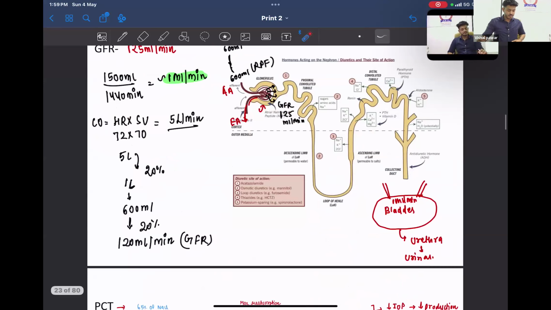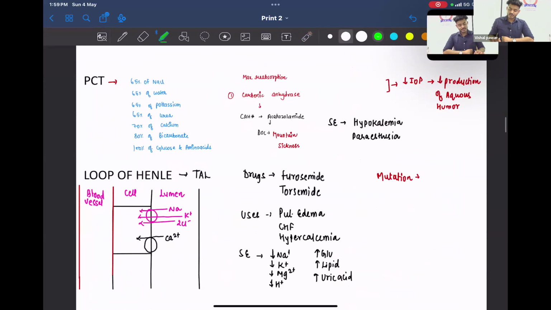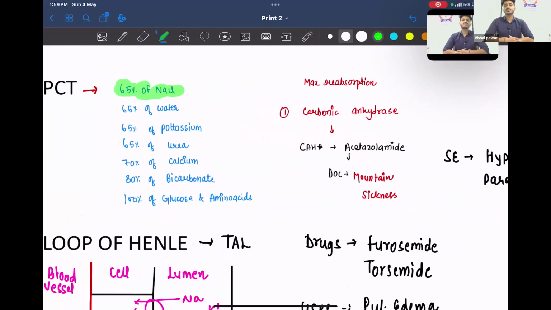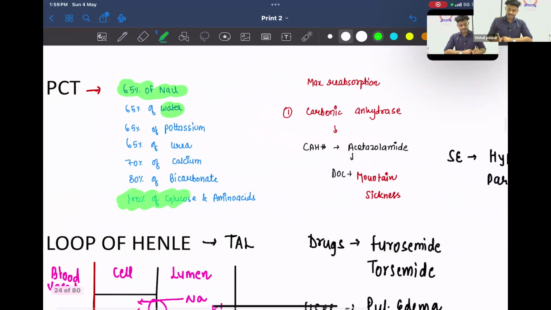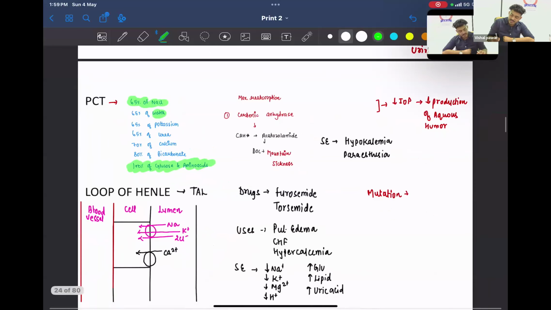Now comes the first part. What is the first part we are having? This is going to be the PCT. Remember the important points about PCT. PCT is going to absorb 65% of the sodium. Along with the sodium, water will be absorbed. So what is going to happen? 65% of water absorption will be there. The important thing they are asking, 100% of glucose and 100% of amino acid will be getting reabsorbed where? In the PCT. Okay, maximum reabsorption will be there.